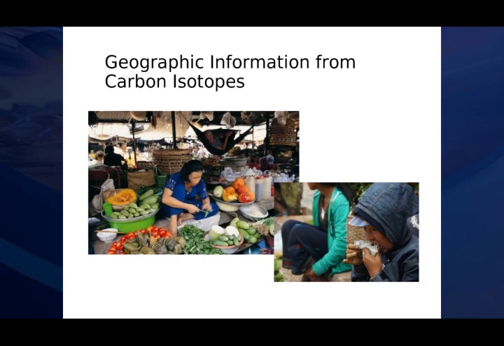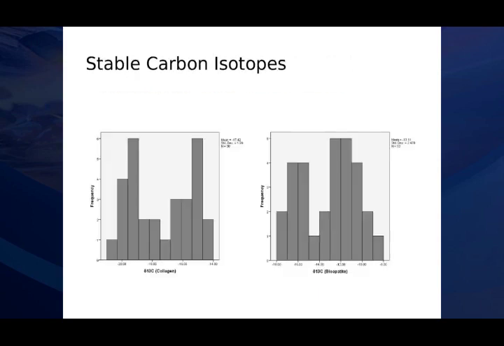So we have wanted to understand whether or not carbon isotopes could separate out Southeast Asians versus U.S. Americans based on their dietary differences, and use this as a screening tool for which samples would be submitted to the DNA laboratory for identification.